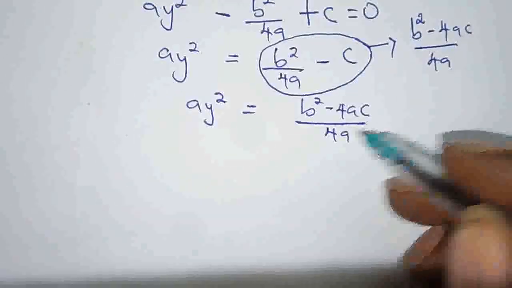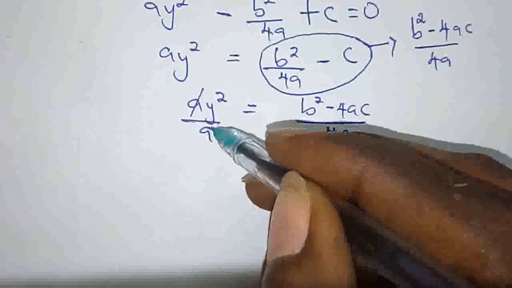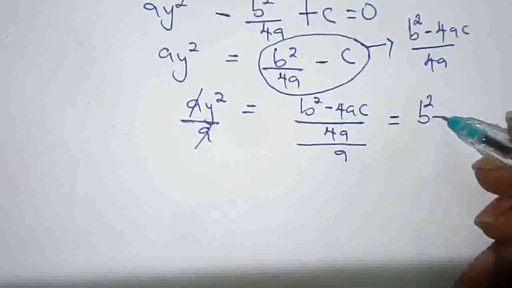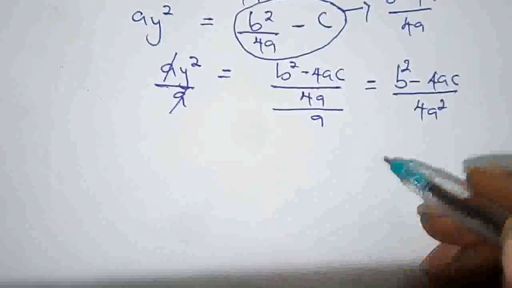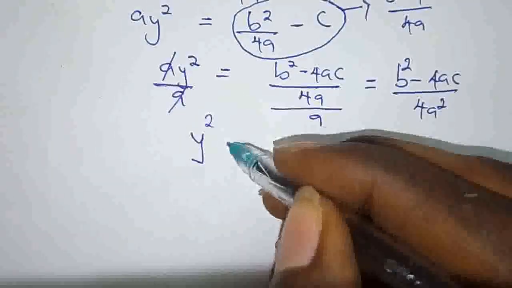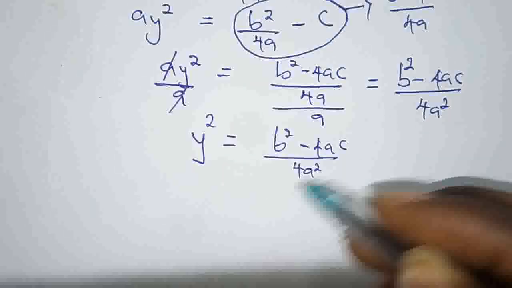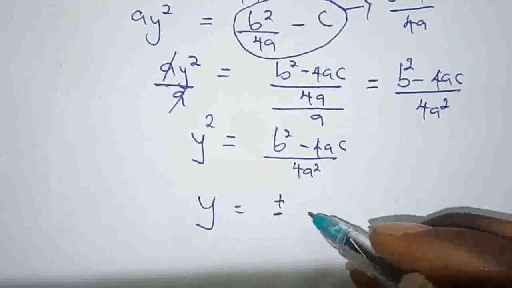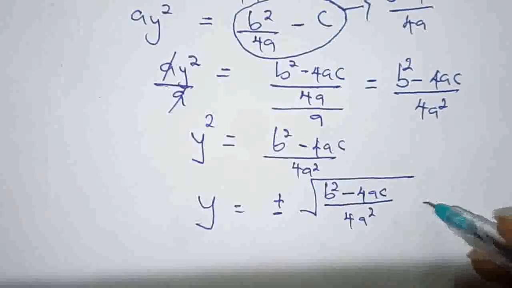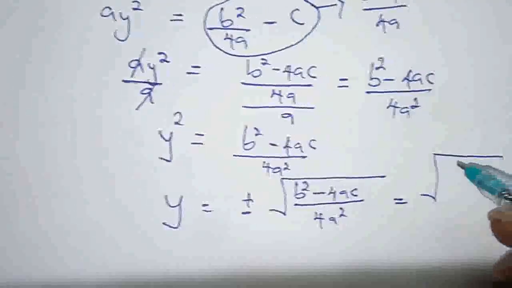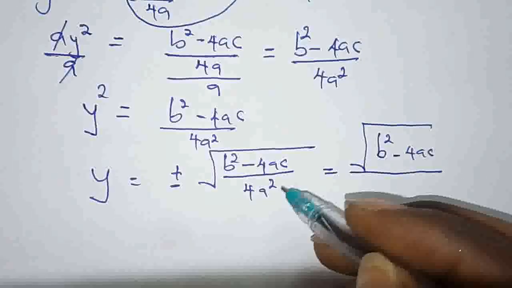From here we're dividing both sides by a, so this is over a and this is over a. Remember here a and a get cancelled out, so this simplifies to just b squared minus 4ac all over 4a squared. So we're going to take root of both sides, so we have y squared is equal to b squared minus 4ac all over 4a squared. Taking root of both sides, we get y is equal to plus or minus square root of the whole thing here, b squared minus 4ac all over 4a squared. And by so doing, remember this simplifies to the square root of b squared minus 4ac all over the square root of 4a squared, which is just 2a.